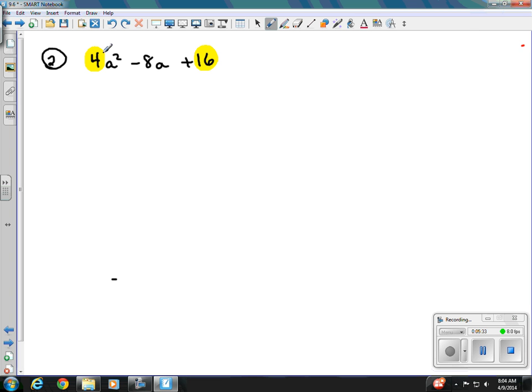So if you look, I have a 4, which can go into 8 evenly. And then 4 can also go into 16 evenly. So this one has a GCF of 4, and they don't have any A's in common. So now I have to take out my GCF first before I can do anything else. And 4 drops on the outside, and now we divide. 4 divided by 4 is 1, so our A squared drops. Negative 8 divided by 4 is negative 2A. And then plus 16 divided by 4 is 4.